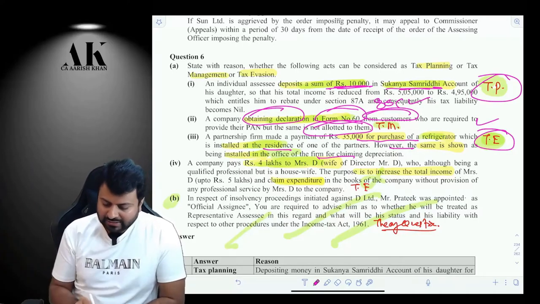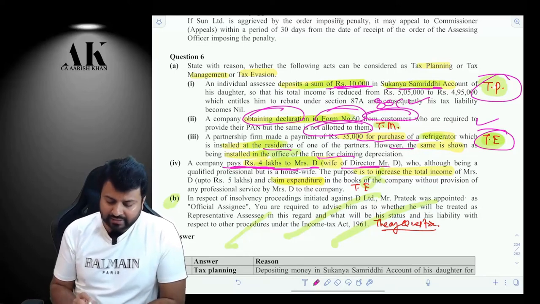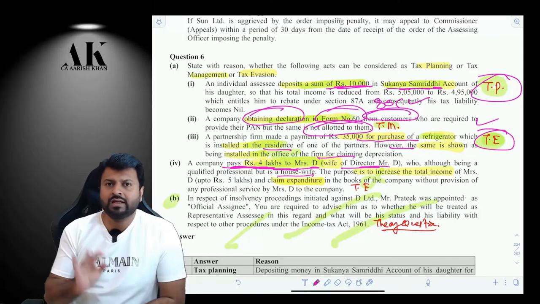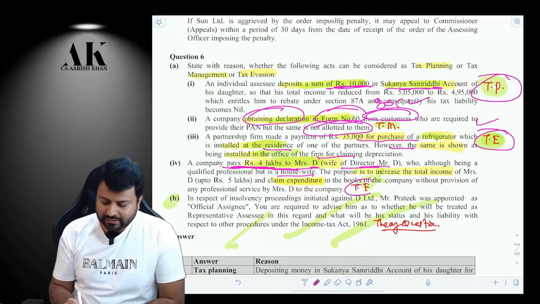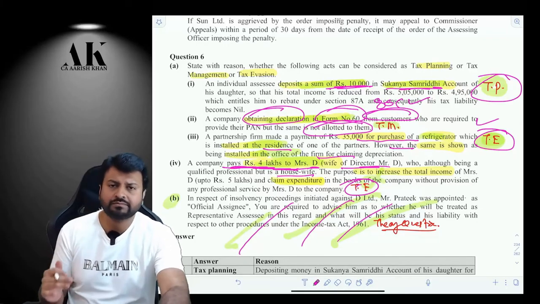It is not allowed. Similarly, last case, a company is making payment to Mrs. D, a wife of director. Why? Without any reason. She is just a housewife, but you are making payment to the wife of director and you are claiming that expenditure. So it is again a case of tax evasion. The last question is a theory question. You can go through it once at your end if you want.